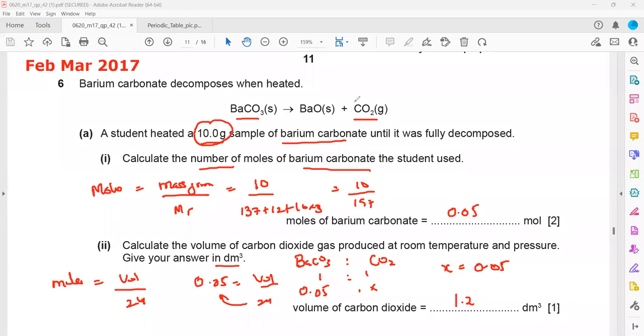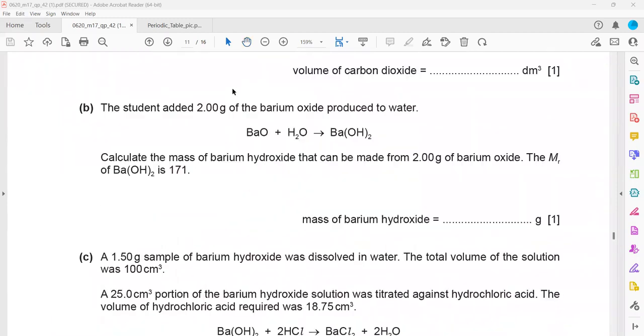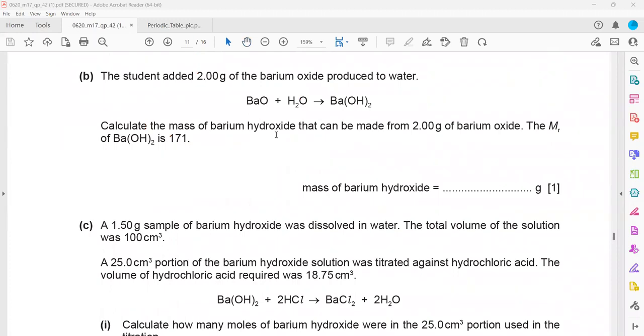The next: now a student adds 2 grams of barium oxide, the barium oxide which was produced, to water and it turns into barium hydroxide. Calculate the mass of barium hydroxide that could be made from 2 grams of barium oxide. If the mass is given, you can take the mass ratio. If moles are given, you will take the moles ratio. There are two ways to do this question.